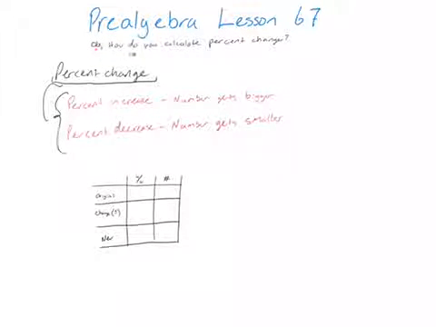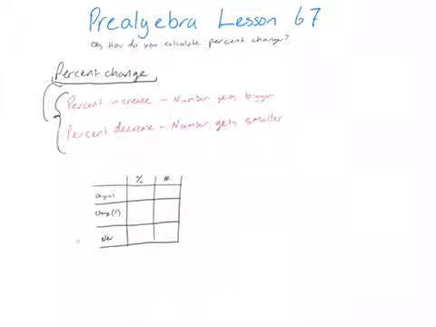Our objective is how do you calculate percent change? Well, a percent change really happens in two different ways. One of those is a percent increase, where the number gets bigger, maybe to say something increased in price. The other is a percent decrease, where the number gets smaller, like maybe something's on sale.